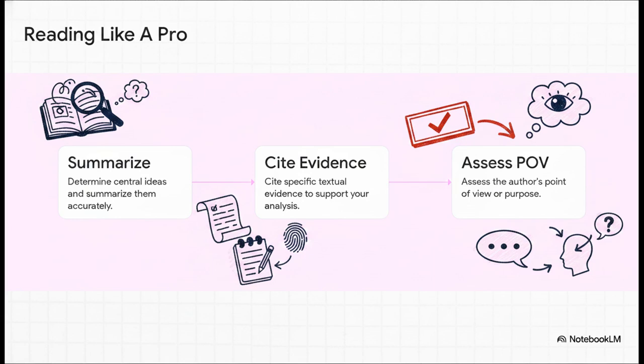Tackling these complex texts requires a clear, step-by-step method based on Common Core reading standards. First, you need to determine the central ideas and accurately summarize them. Second, you have to cite specific textual evidence to support any analysis or claim you make. Basically, if a historical argument is made, it must be proven with the text. And third, you critically assess the author's point of view or purpose. You've got to ask yourself, why was this document written and who is it actually meant for?